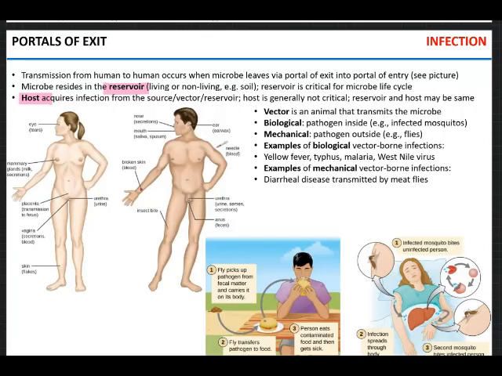Generally, it is accepted that a reservoir is something without which the microorganism cannot exist. Understood? Here's an example: measles. Measles is a virus, so it requires a host. It requires a living organism. The only living organism in which measles reproduces is humans. Humans are a reservoir. How do we know? If tomorrow humans disappear, the virus disappears. Clear?